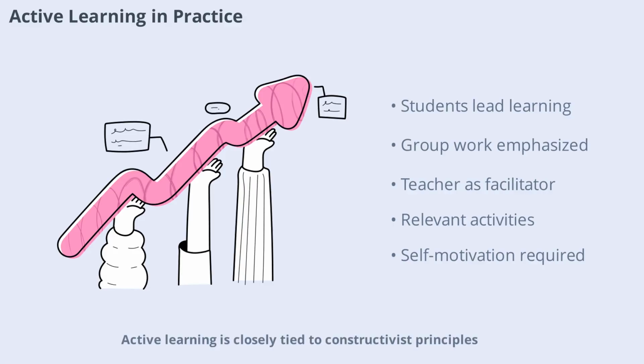Active learning is closely tied to constructivist principles. In classrooms that embrace active learning, students take the lead in acquiring information and developing skills. They interact with their environment, work in groups, and engage in meaningful discussions. The teacher acts as a facilitator, providing support and encouragement rather than direct instruction. This approach assumes that students are self-motivated and capable of self-regulation. Activities are designed to be relevant and engaging, helping students develop fundamental skills as byproducts of authentic experiences. However, critics argue that not all students thrive in such environments, especially those who need more structure and guidance.